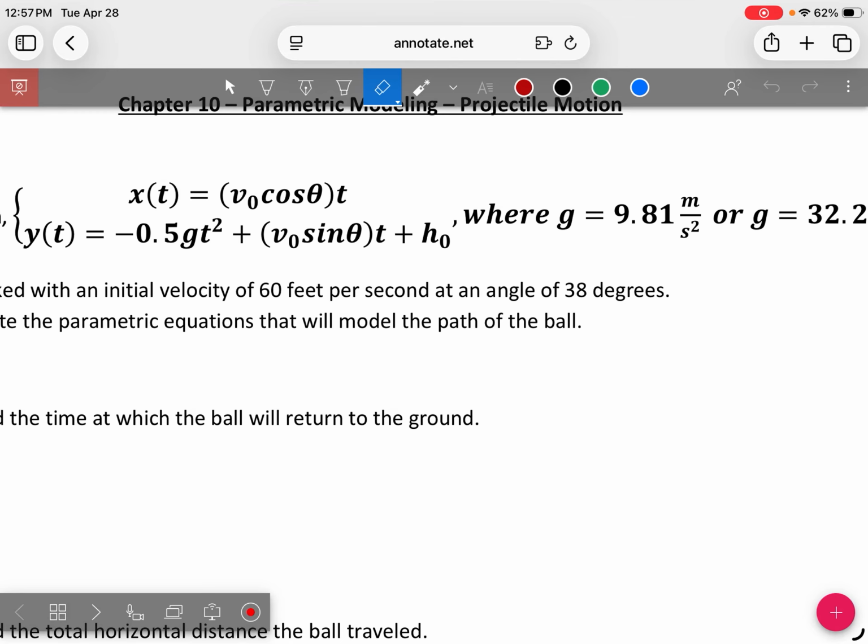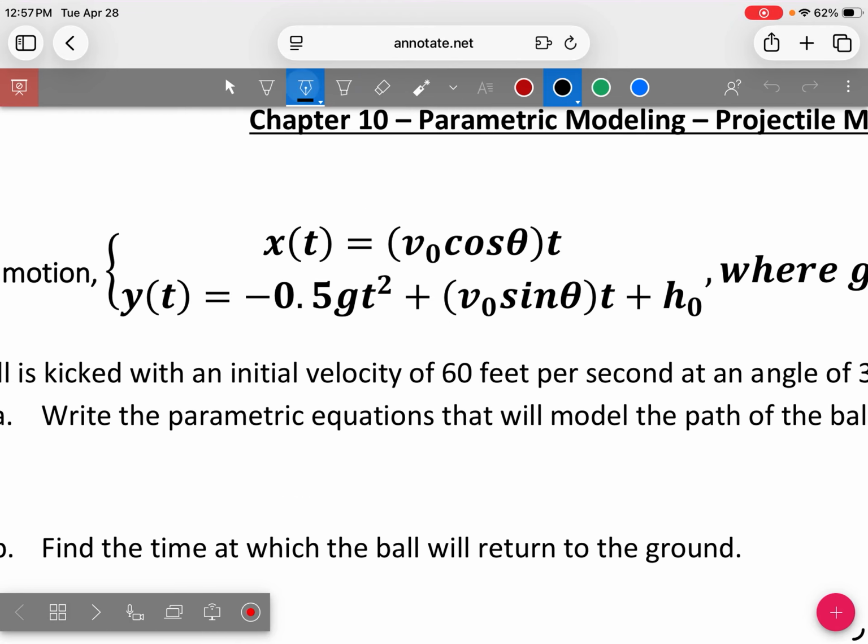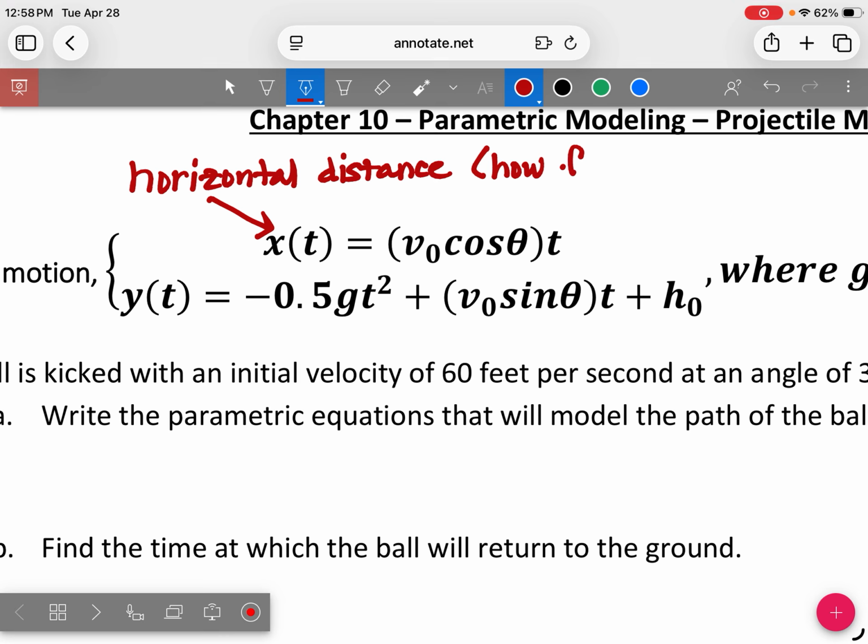Formulas for projectile motion. So there's two different formulas. X answers the question, how far? This is a horizontal distance. So if you're asked how far, that is what you're going to use. That answers that question. How far?